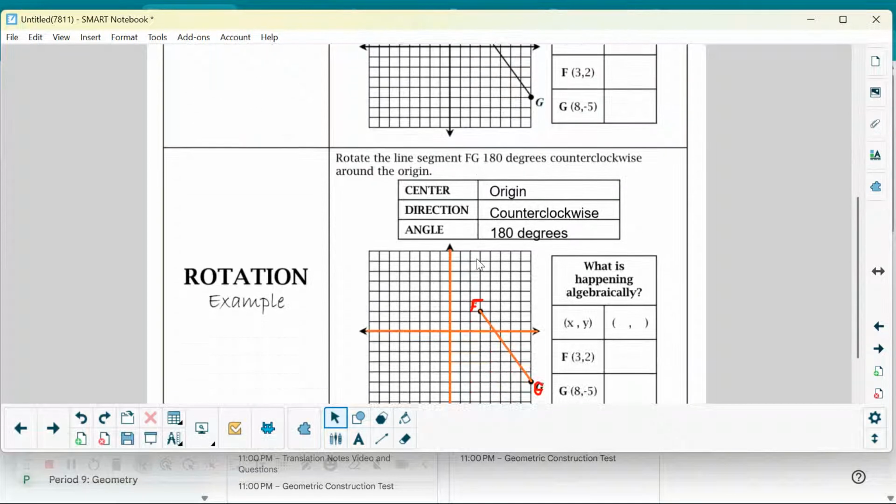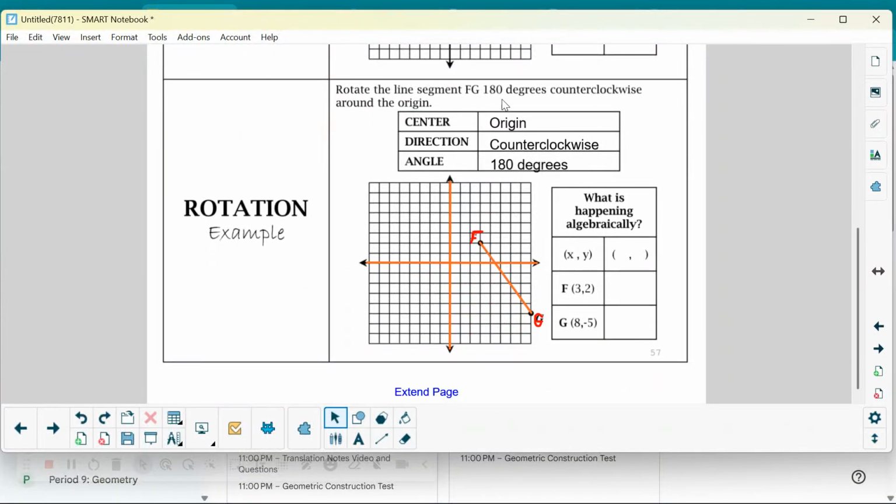So the second one you guys were working on your own, 180 degrees counterclockwise. So this one is around the origin, so I filled in the chart for you. The center was the origin. They told us to go counterclockwise and we're going 180 degrees.